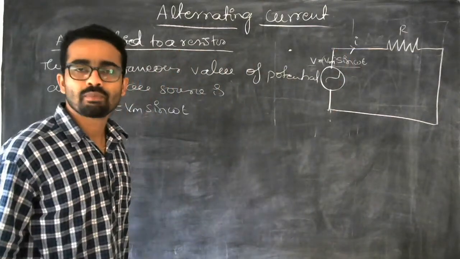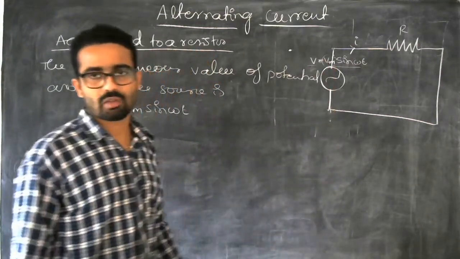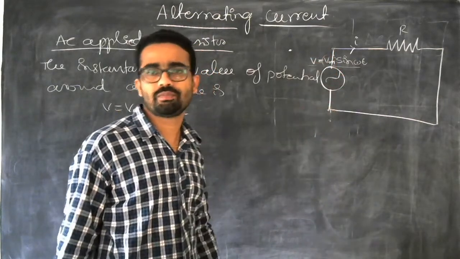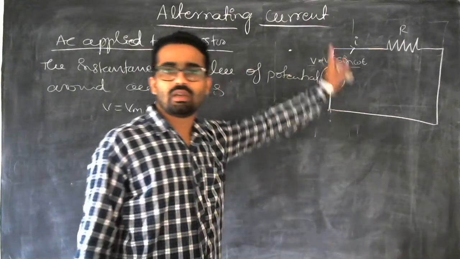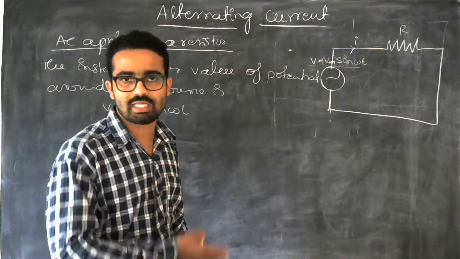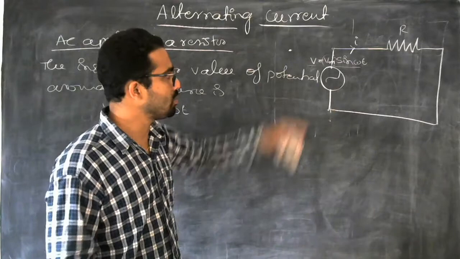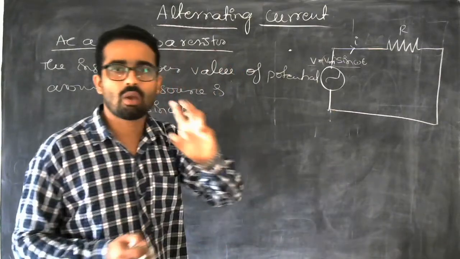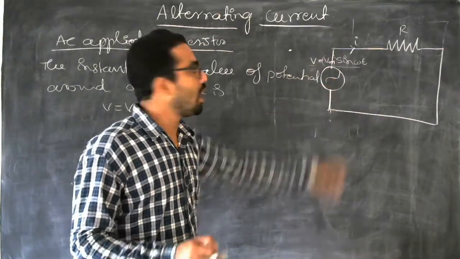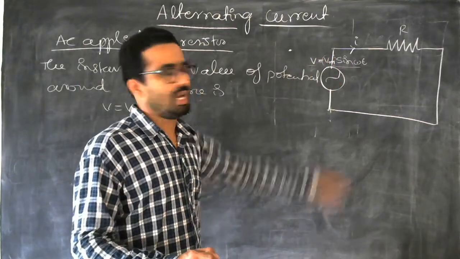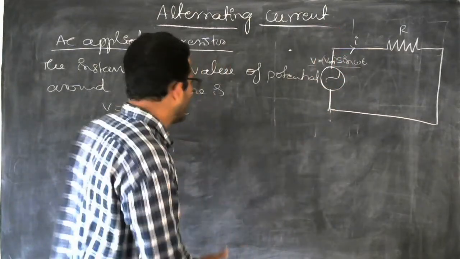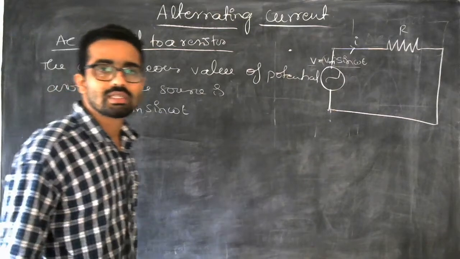Then what is the meaning of Vm? Vm is called the peak value of voltage, and peak means maximum. It is the maximum value of voltage, or you can also say it is the voltage amplitude. I'm using different terms, but they are one and the same, all having the same meaning. Vm can be called the maximum voltage, the peak voltage, or the voltage amplitude. So V is equal to Vm sin omega t.